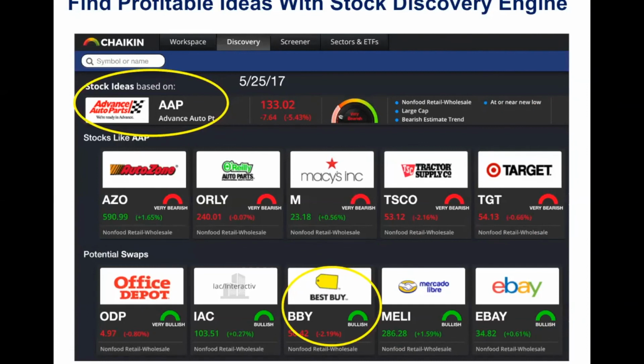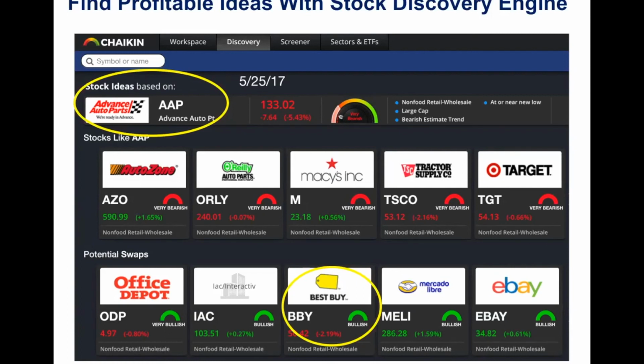Now let's look at a more recent example of how we use the stock discovery engine. I took Advanced Auto Parts, which we've already seen is bearish. It's in the consumer discretionary sector, retailing stock. I typed the symbol in, and it immediately gave me those 2 other auto parts stocks, plus Macy's, which is in the very poor retailing group, and Target. So stocks similar to Advanced Auto Parts, where I might want to look for short sale opportunities. But then it offered me potential swaps. These were other stocks in the retail sector.